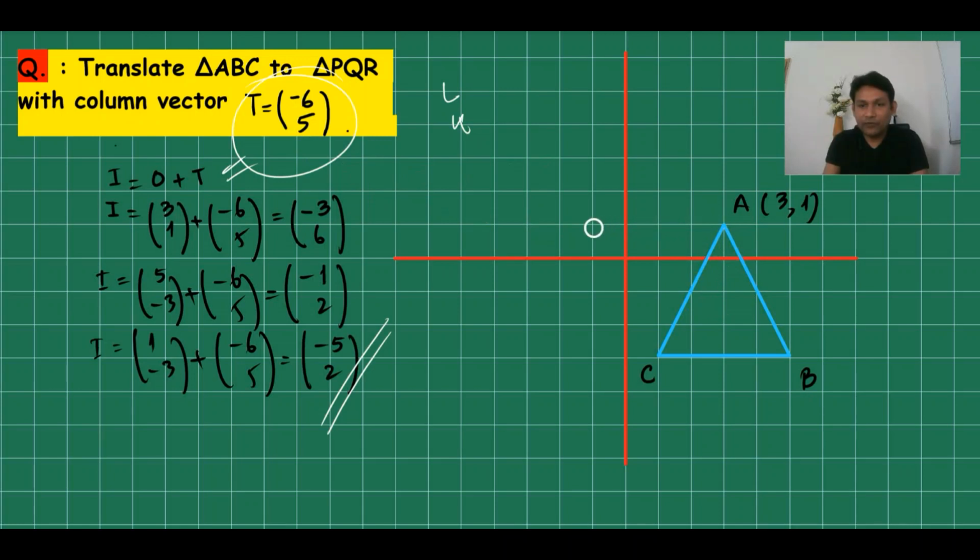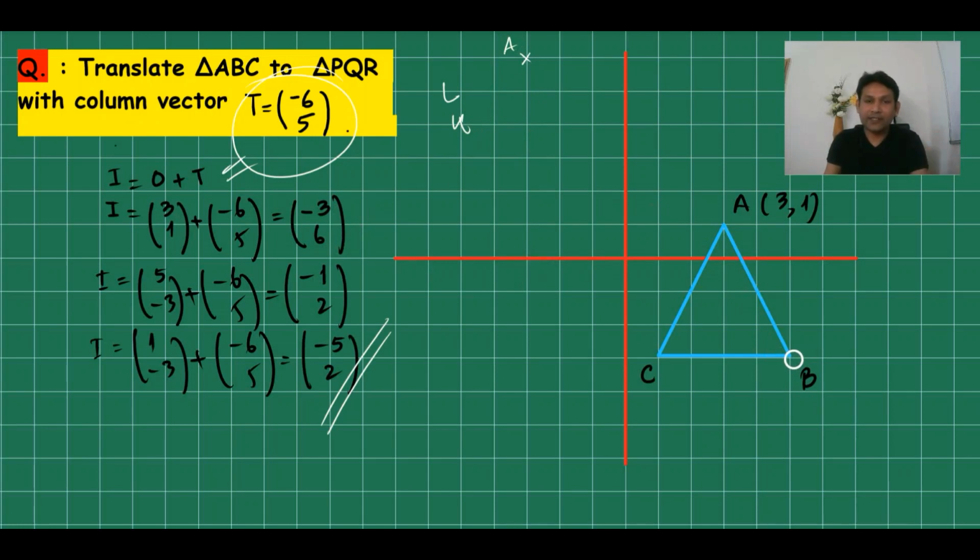1, 2, 3, 4, 5, 6 and 5 up. 1, 2, 3, 4, 5. This is coordinate A, as we have already done. The coordinate A was the same here, like minus 6, you can check it out. 1, 2, 3, 1, 2, 3, 4, 5, 6, yes.